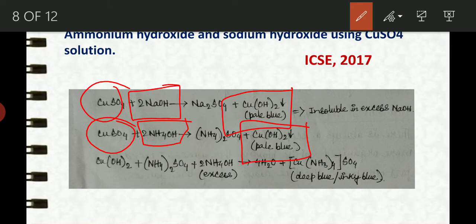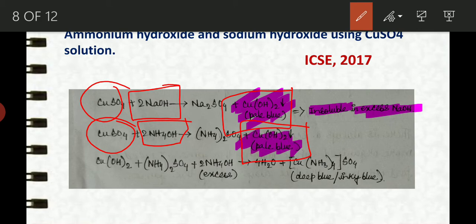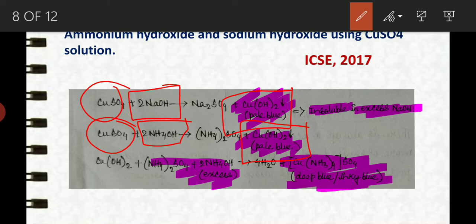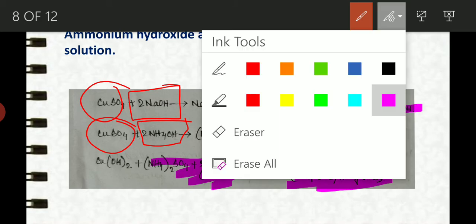But in the case of sodium hydroxide, this pale blue copper hydroxide precipitate is insoluble in excess NaOH. But in the case of NH4OH, this pale blue precipitate of copper hydroxide is very much soluble in excess NH4OH, and it forms a complex salt, a deep blue or inky blue solution of tetraamine copper sulfate. So this is the basic difference.